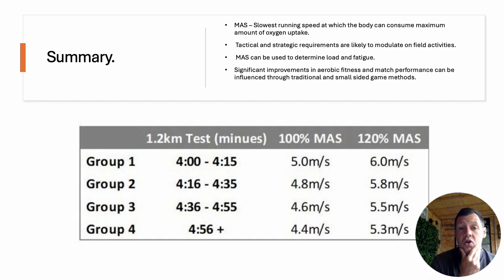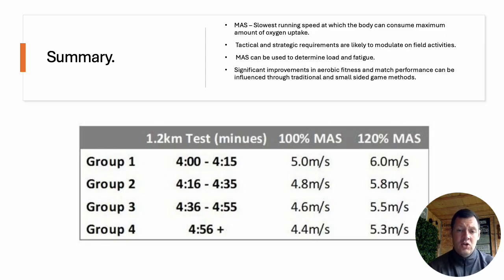And then just to summarise, so MAS, the slowest running speed at which the body can consume maximum oxygen uptake. Tactical and strategic requirements are likely to modulate on-field activities. So depending on what kind of small-sided game you're playing, or tactics you're using within games, or opponents you're playing, etc., it can modulate what the MAS score is. MAS can be used to determine load and fatigue, so it's a good way of looking at the intensity and volume level of your sessions. And significant improvements in aerobic fitness and match performance can be influenced through traditional and small-sided game methods.